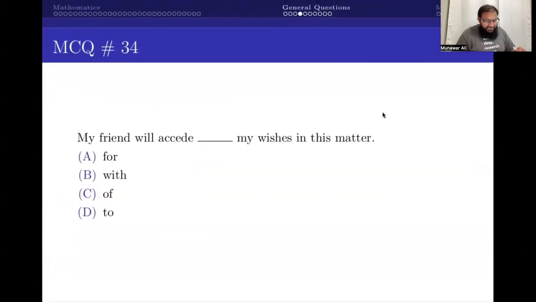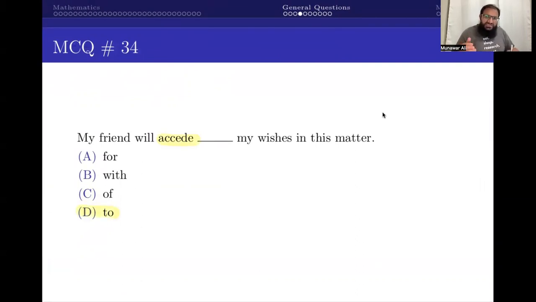MCQ 34 is, we have to substitute the correct preposition, and the verb is exceed. My friend will exceed dash my wishes in this matter. So exceed always takes to. So the correct option is to.